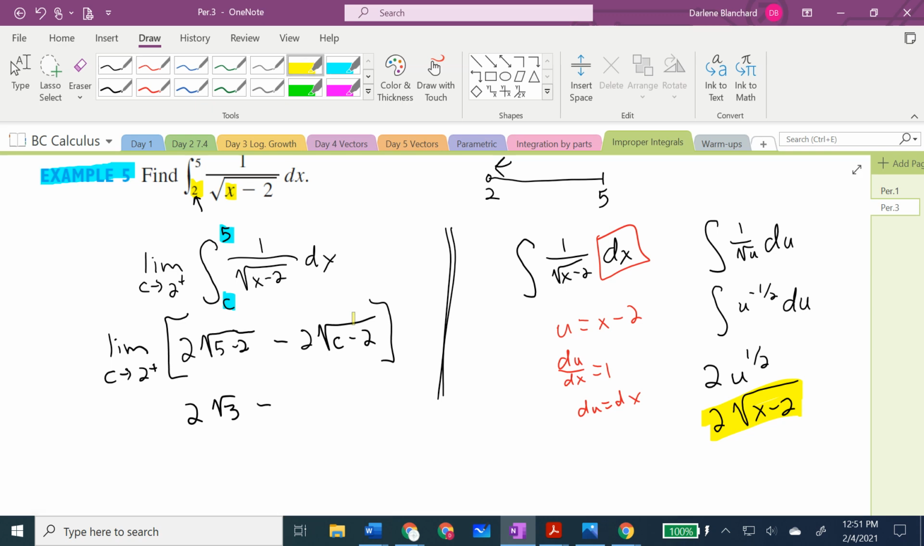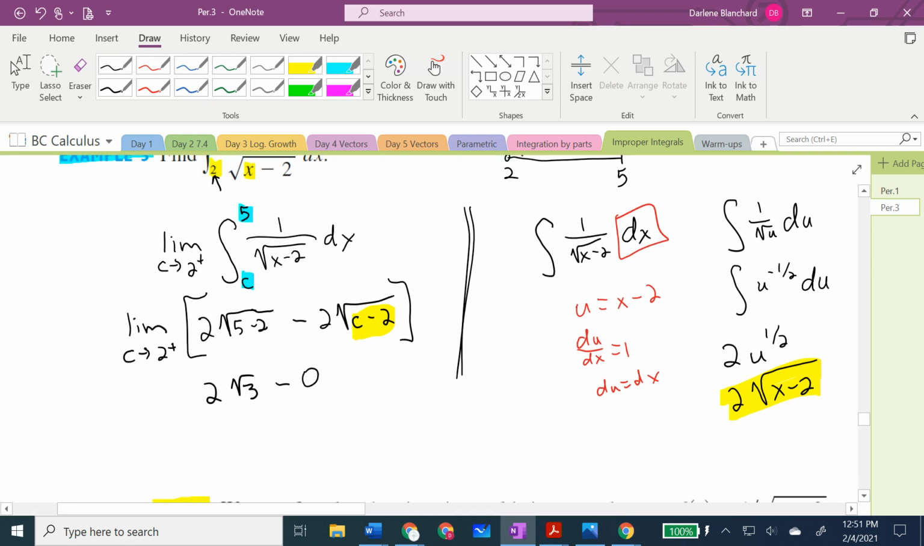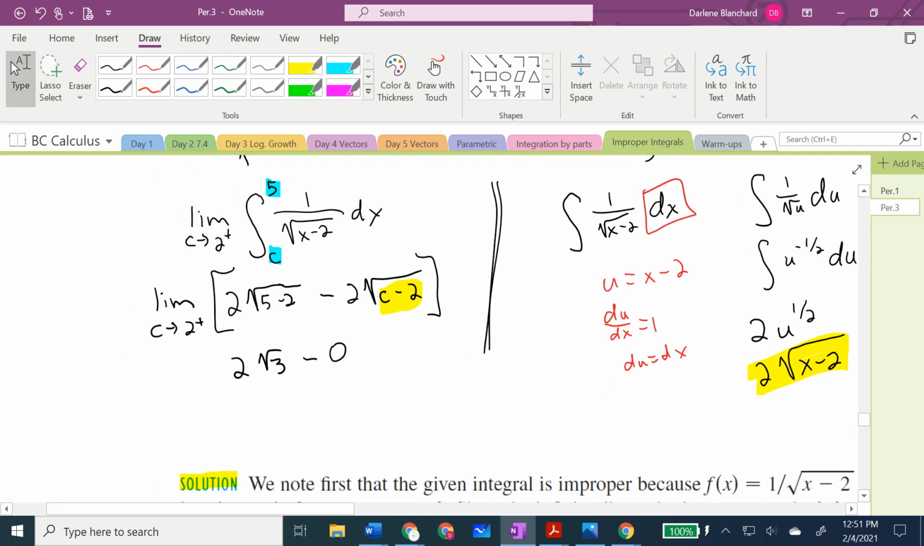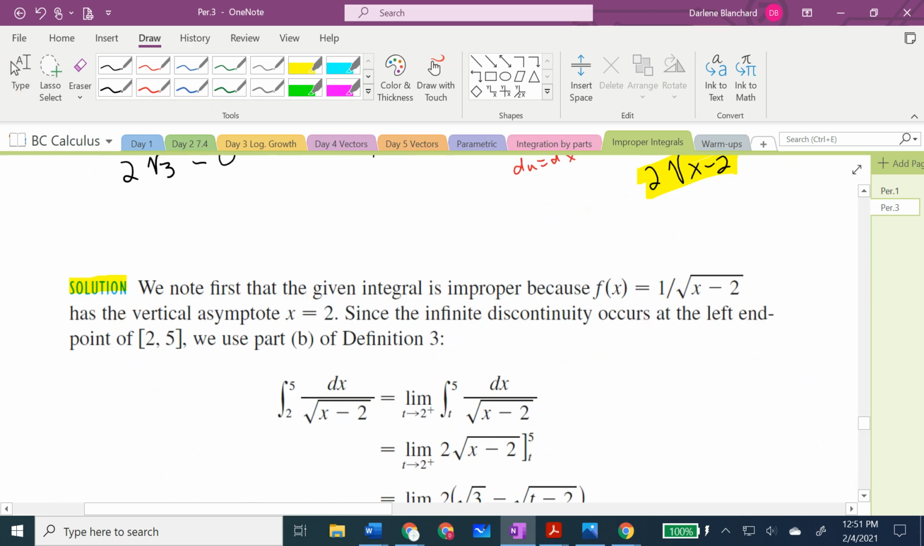If I think about what is happening as c is a number greater than 2, heading to 2, this is heading to 0, and I have an answer. This improper integral converges, and it converges to 2 root 3.